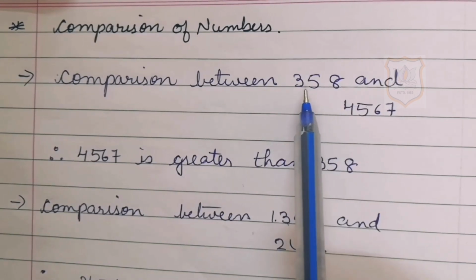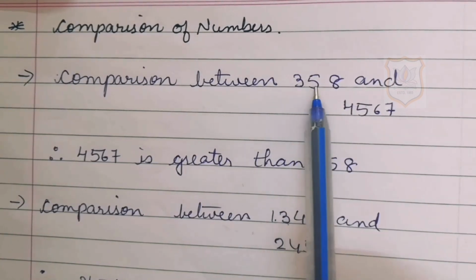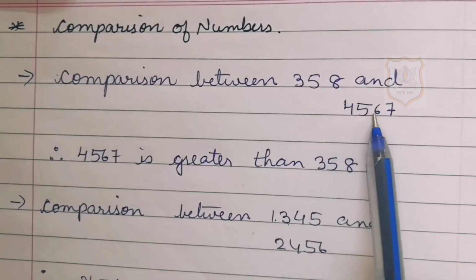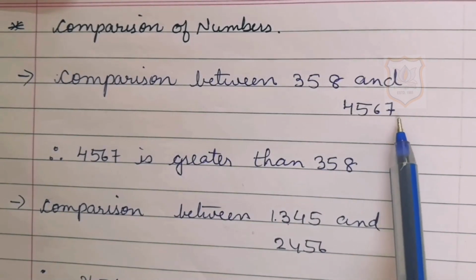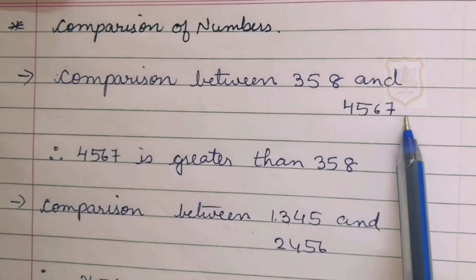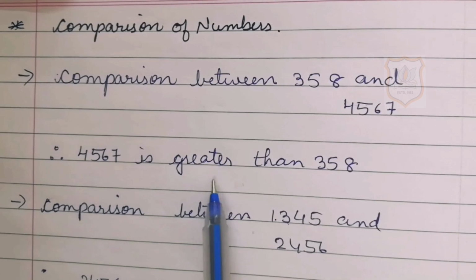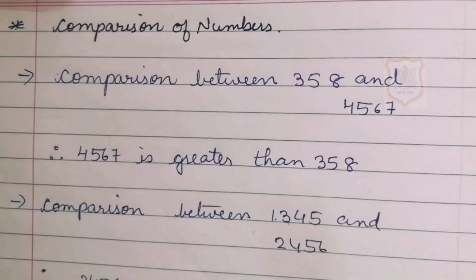Here in this number there are 3 digits 1, 2 and 3. And in this number there are 4 digits 1, 2, 3 and 4. So the number with greater number of digit is greater. Therefore 4567 is greater than 358.